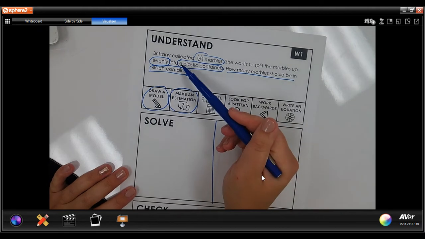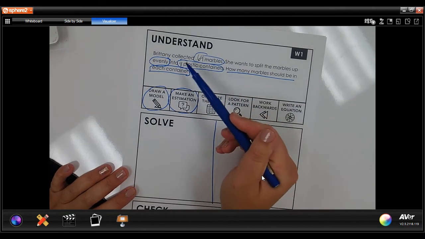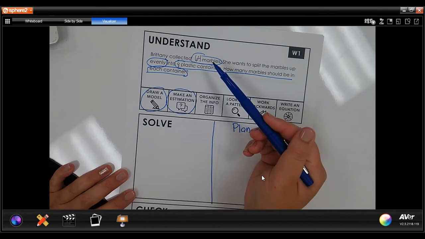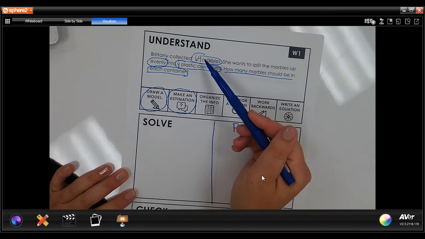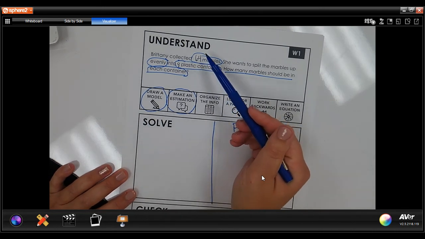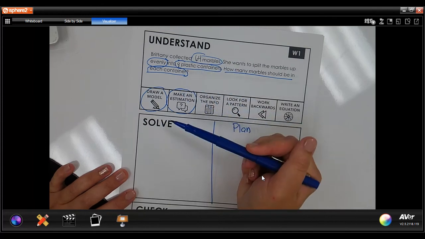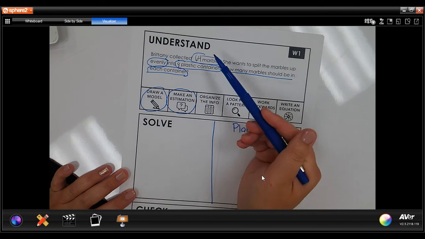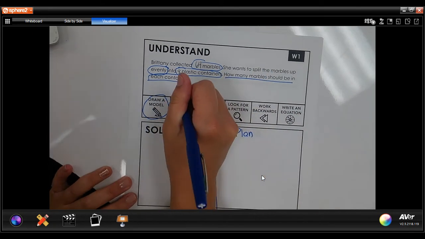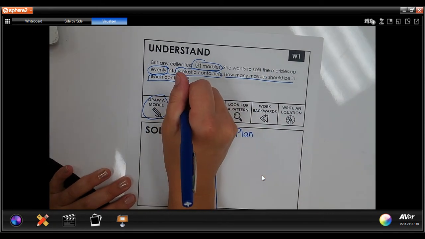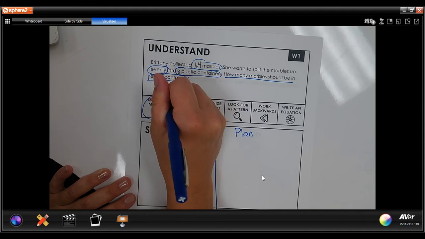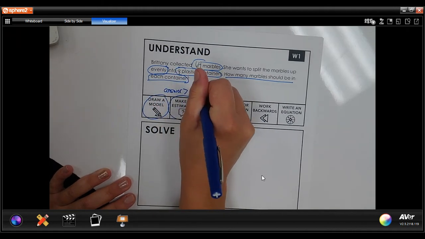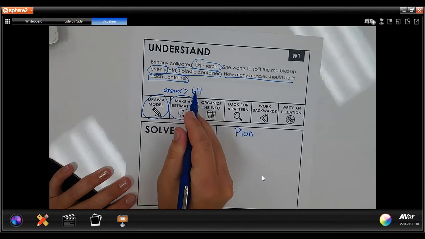So I see that there's 64 marbles and they're going to go in 8 plastic containers. So my estimation is that my number is going to be less than 64 because I'm going to be dividing those up into different plastic containers. So if I get a number that's greater than 64, I know I'm wrong. So that's my estimation. My estimation is that my answer is going to be less than 64. So I put answer is less than 64.